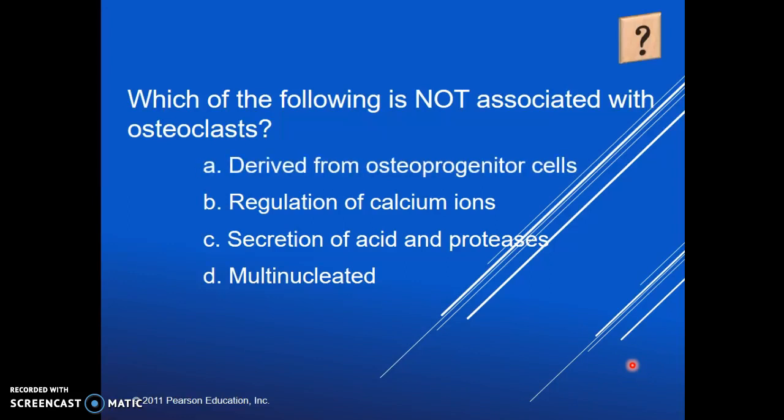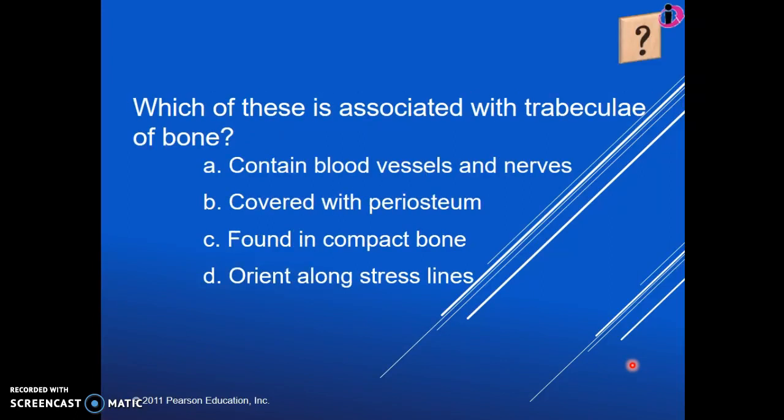Osteoclasts are bone-destroying cells. The osteoblasts are derived from the osteoprogenitor cells. Which of these is associated with trabeculae of the bone? Orient along stress lines.